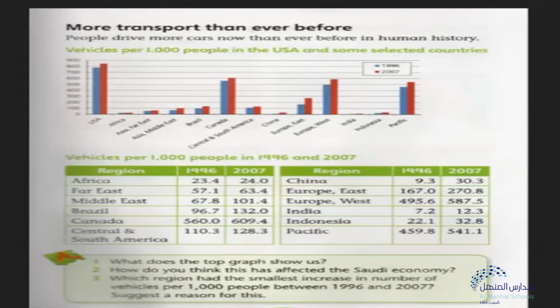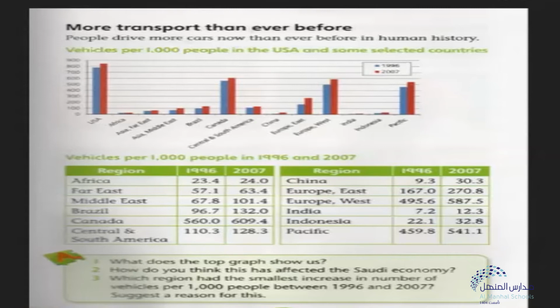Okay. Look at China. In China, very few people were driving cars in 1996. It's also about 5 to 10 people. Oh, that's about 20 to 30 people in China in 2007. So you can see, remember, this bar graph was drawn in 1996 and 2007. So I think more people are driving cars now.